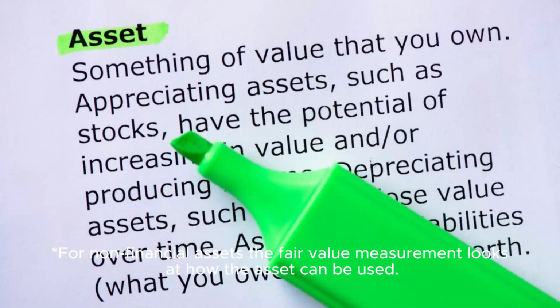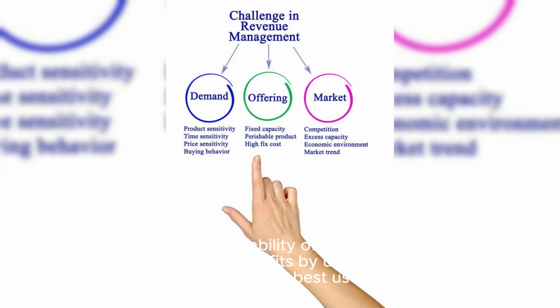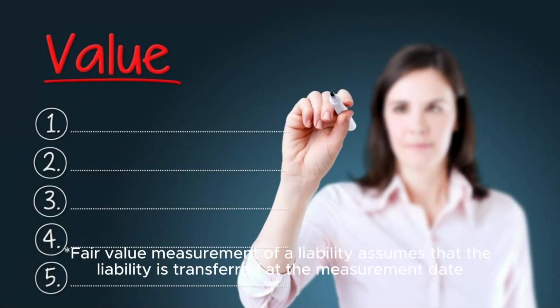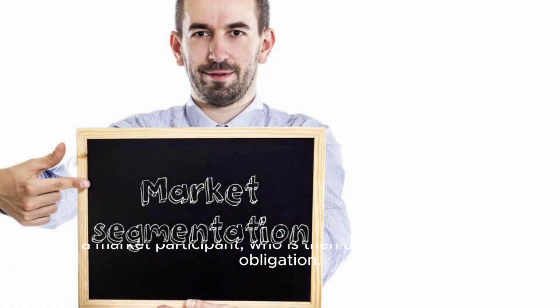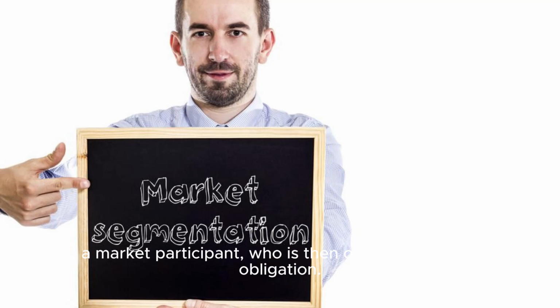For non-financial assets, the fair value measurement looks at how the asset can be used. It takes into account the ability of a market participant to generate economic benefits by using the asset in its highest and best use. Fair value measurement of a liability assumes that the liability is transferred at the measurement date to a market participant who is then obliged to fulfill the obligation.